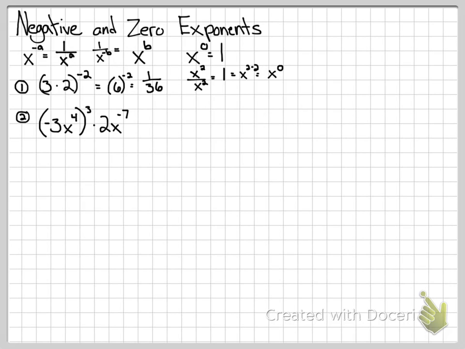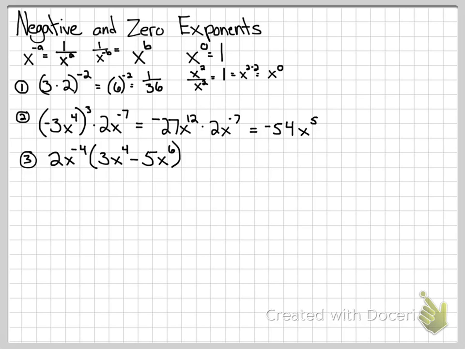Okay, number 2, parentheses on the first term over there, so you're going to need to take care of that first. Negative 3 cubed. So 3 cubed is 27. If I have an odd number, 3, because of the cube, of negative signs, that's going to give me negative 27, x to the 12th, and I still have times 2x to the negative 7. Now that I've taken care of the parentheses, I can multiply the whole numbers, negative 54, and I can add the exponents. X to the 12 plus negative 7 gives me x to the 5th, and we're done.